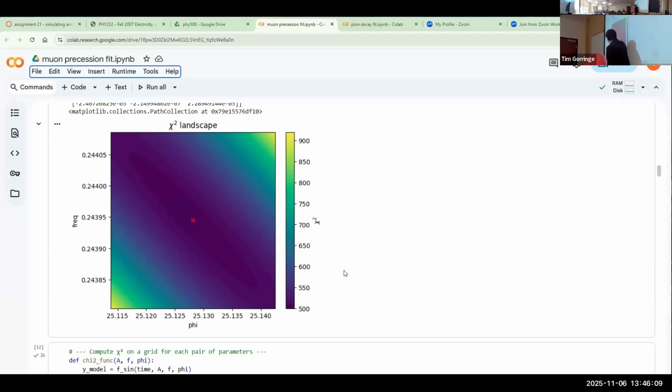The phase and the frequency of the sine wave correlate with one another. This is the correlation between the frequency and the phase in my fit, the best fit result for those two parameters. Again, you see these oval shapes. Here you see the high walls of the chi-squared landscape, and it reflects that. You see these correlations, and you would see it in the covariance matrix too.